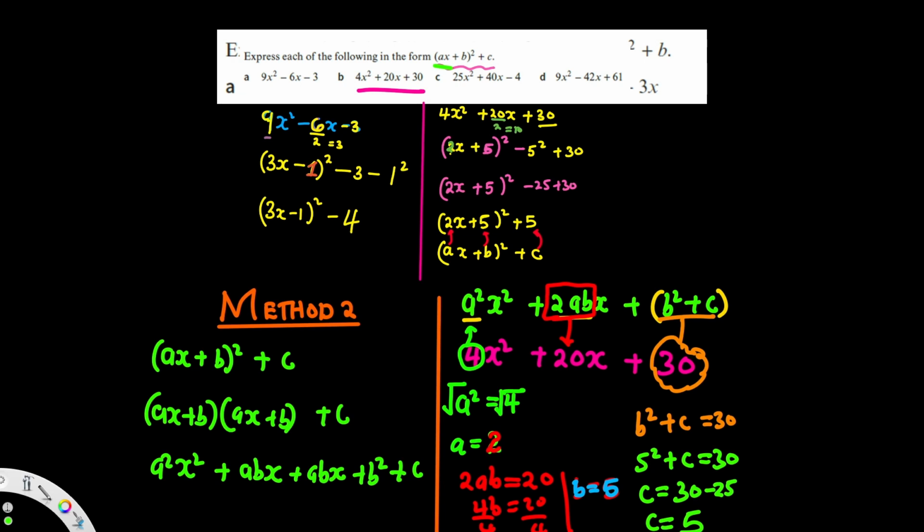We got the same answer, so you can choose this particular method if you would like to use it. How do you find it? All right.